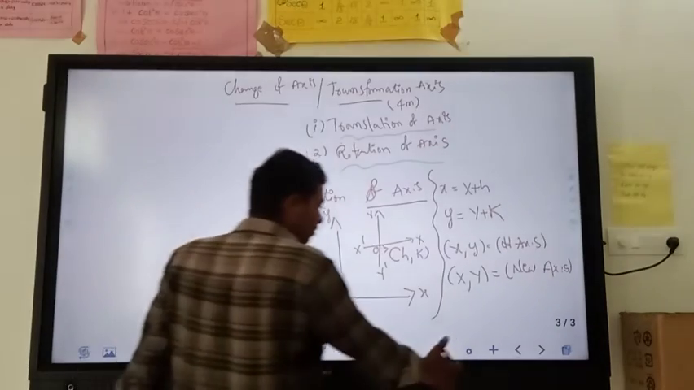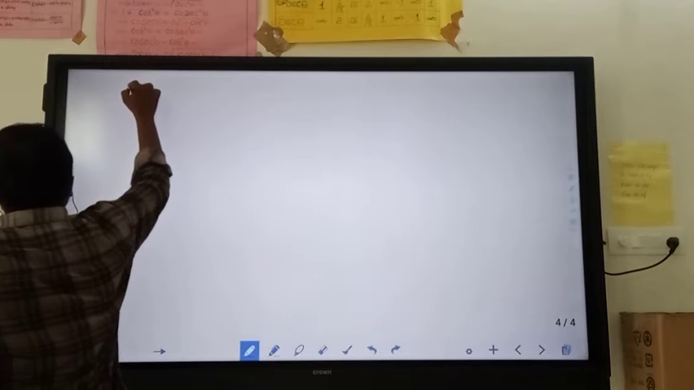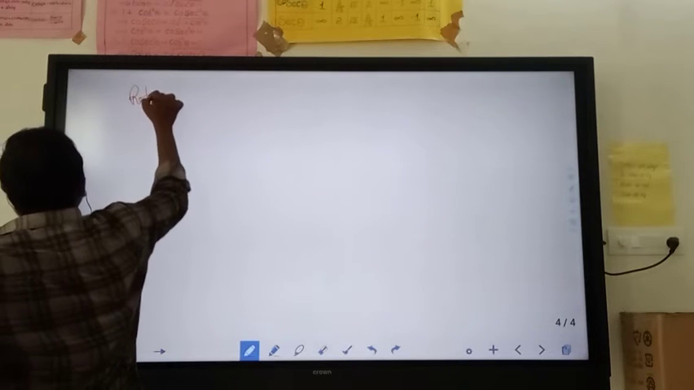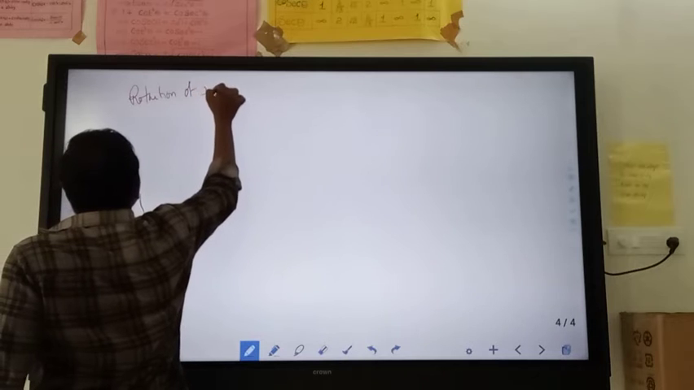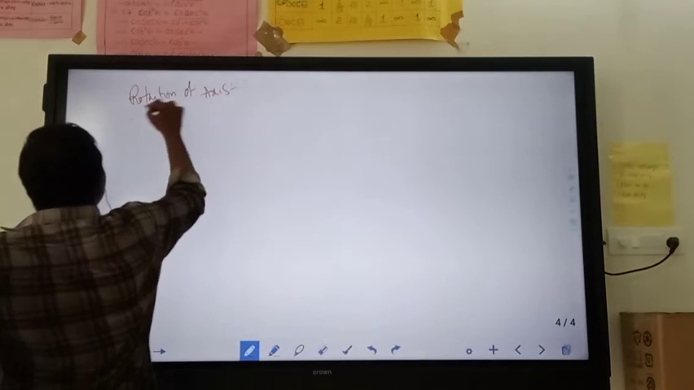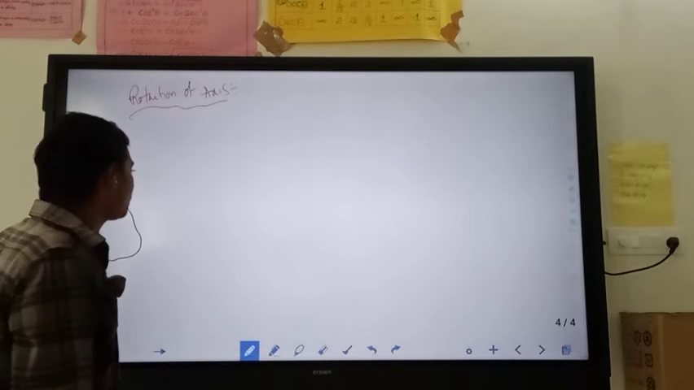Now coming to the next one, we have the rotation of axis. The second one is rotation of axis. What does rotation of axis mean?